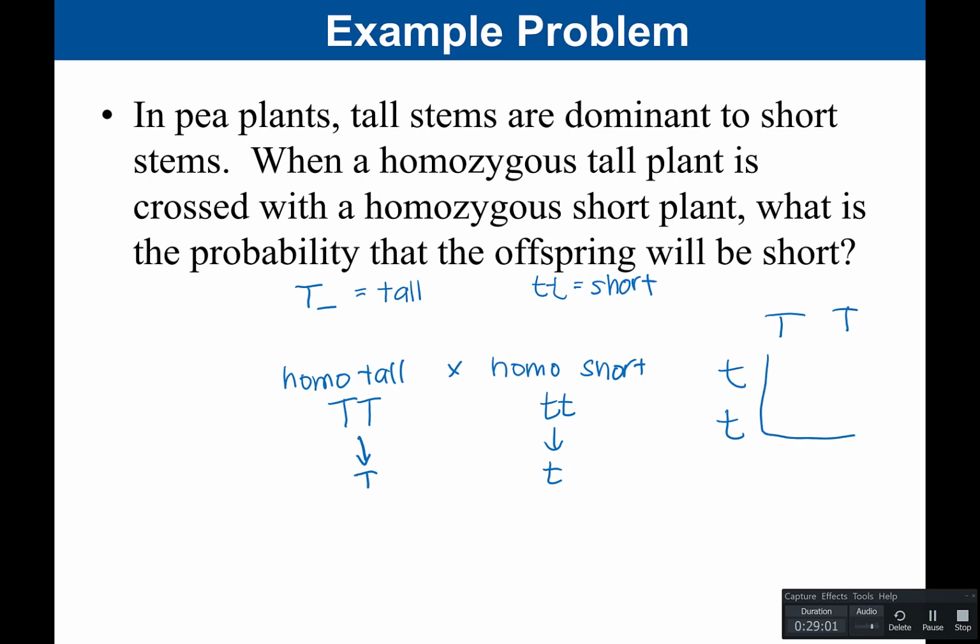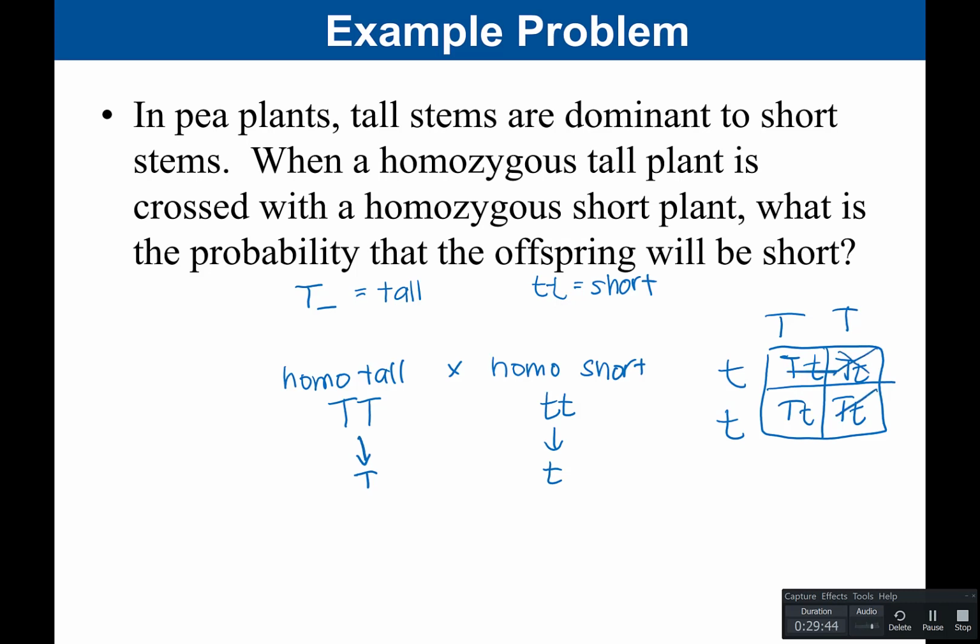So I put my gametes on the outside. Now I fill it in. Big T, little t, big T, little t, big T, little t, big T, little t. Notice that in every case, there's 100% probability that the offspring will be big T, little t, which means that the phenotype would be tall. We would expect that all of the plants would have tall stems. Notice I didn't have to do this other Punnett square part.